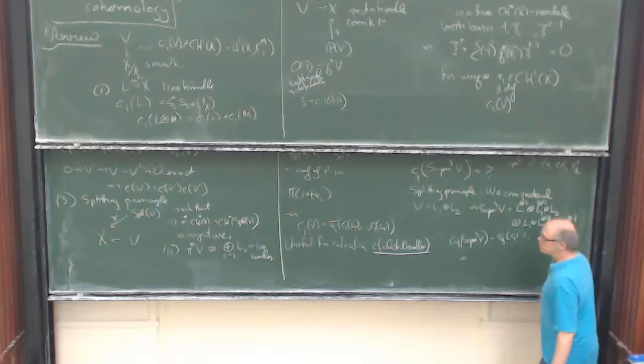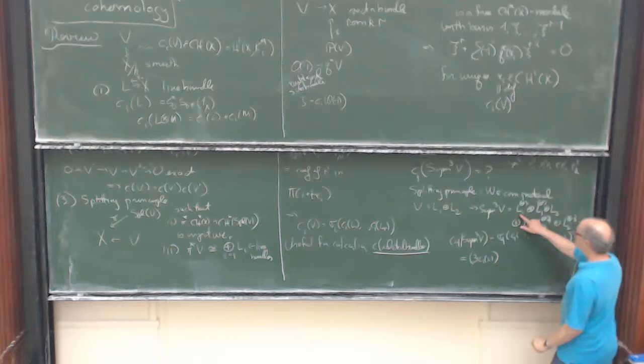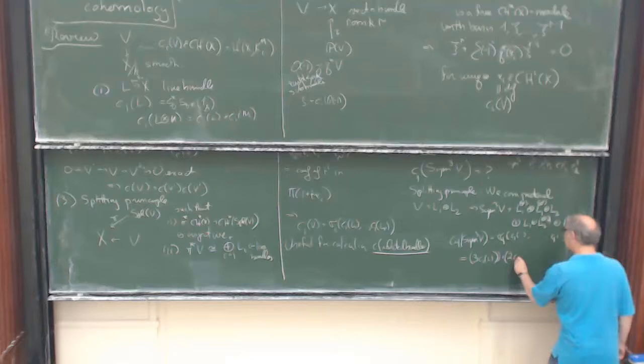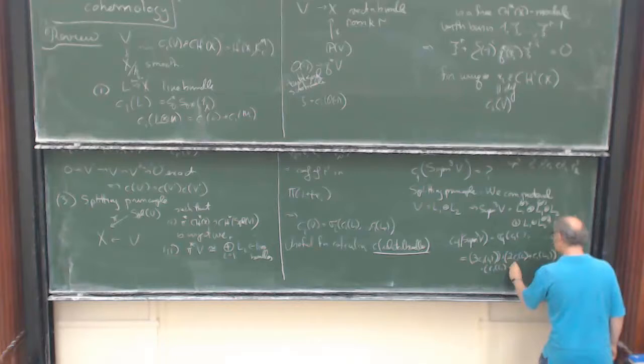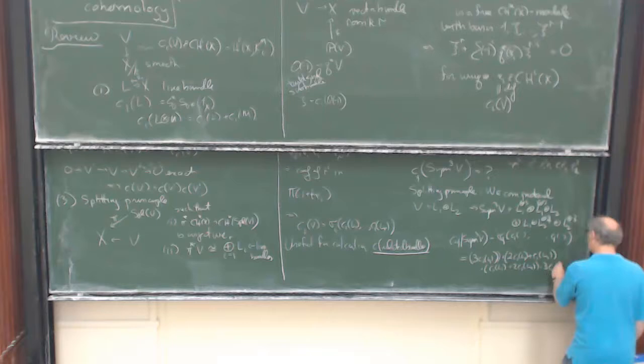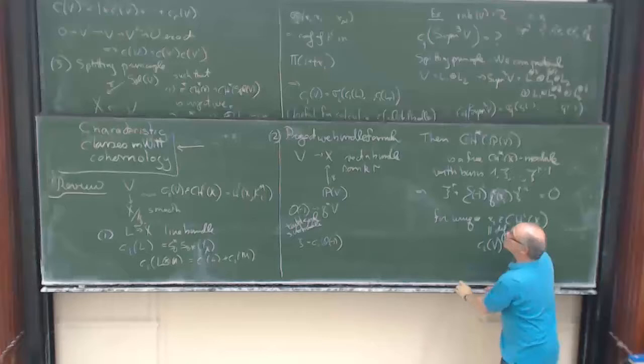And now we use the property that C1 is additive with respect to tensor product. So what is this? This is 3 times C1 of L1, times 2 times C1 of L1 plus C1 of L2, times C1 of L1 plus 2 times C1 of L2, times 3 times C1 of L2. Okay, so it's obviously symmetric. Just for fun, let's do the calculation and see how easy it is.